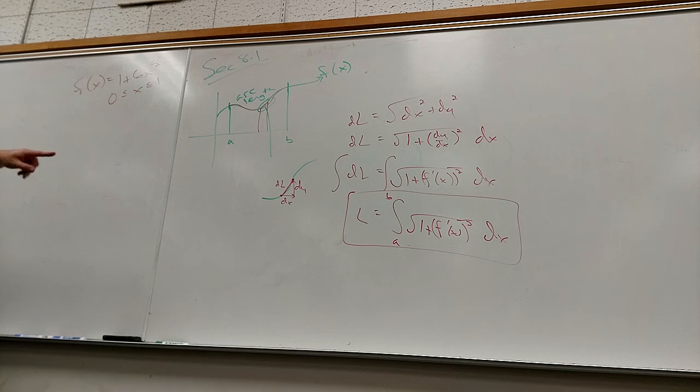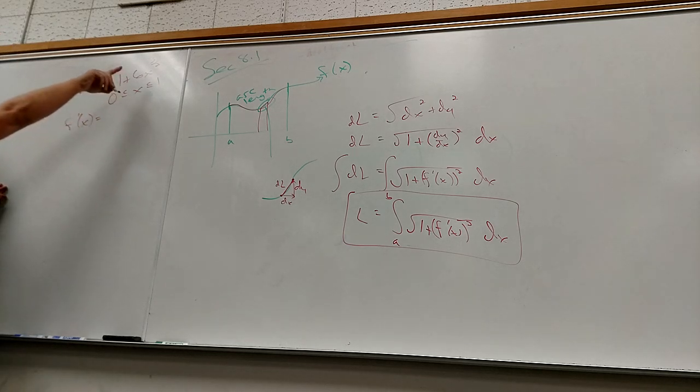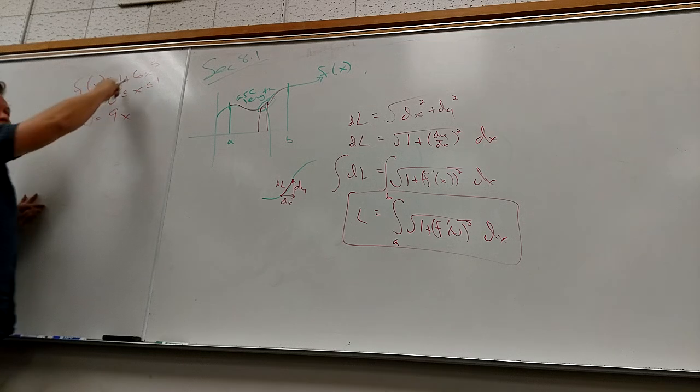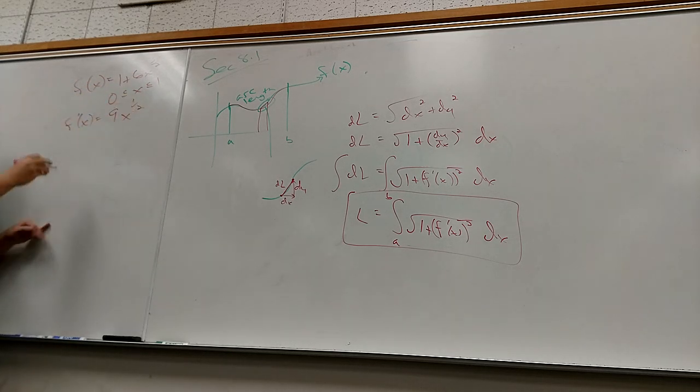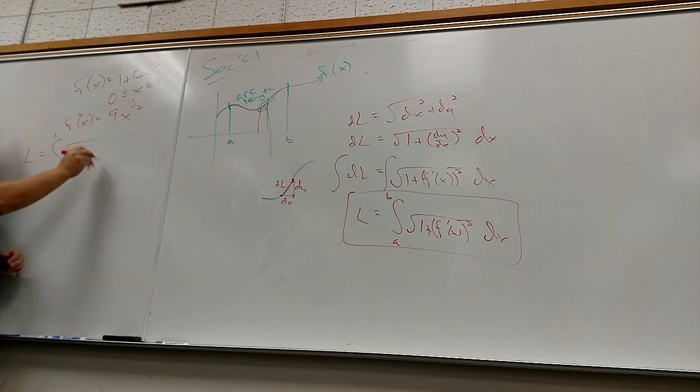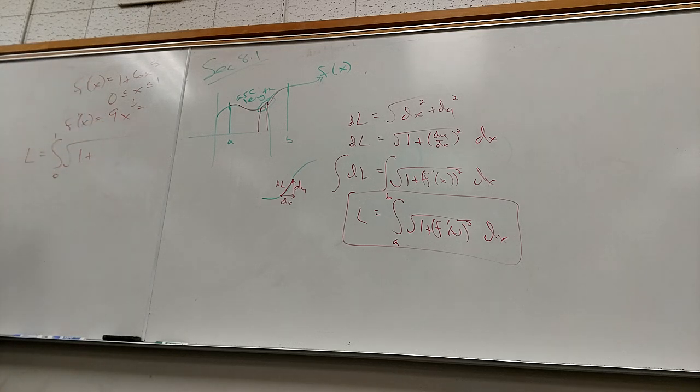What's one good thing to do before I do the integral? What do I need inside the integral that I could do right now? f prime. So what's f prime? Nine x to the one half, right, because the 3/2 comes down to the 1/2. So the length of this is going to be the integral from 0 to 1, square root, 1 plus f prime squared. What's this squared? 81x. There it is. A whole lot of 9s get left out of that.